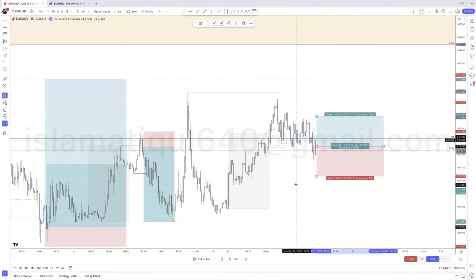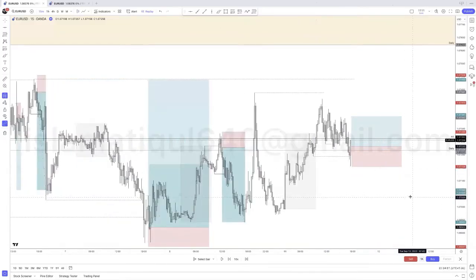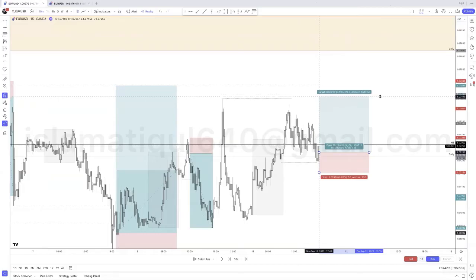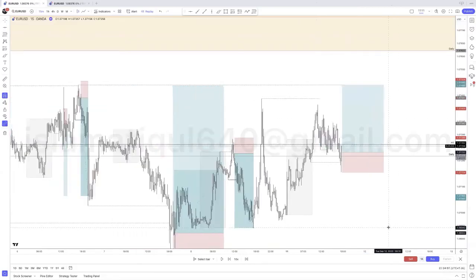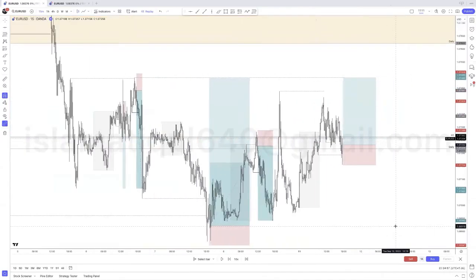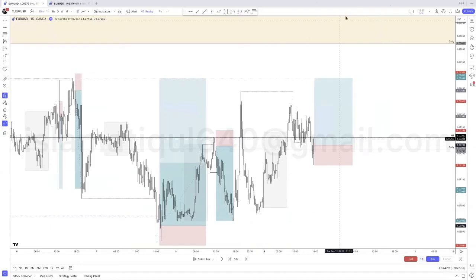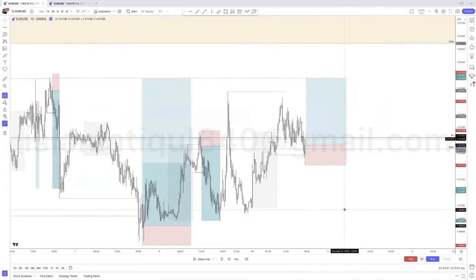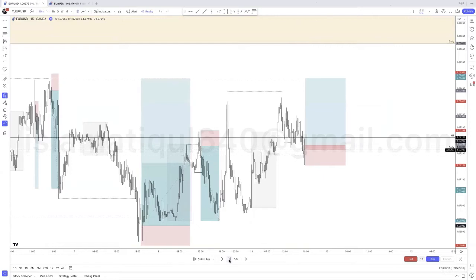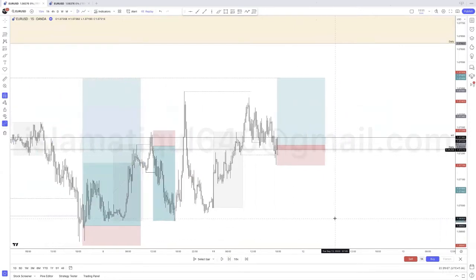I'm going to place a buy. Stop loss below this. And I'm going to target all the way up here. Yeah, let's see. Because Asia gave us a big pump to the upside, right? They might not take out the Asian low today. So let's see. Might get stopped out. Let's see.